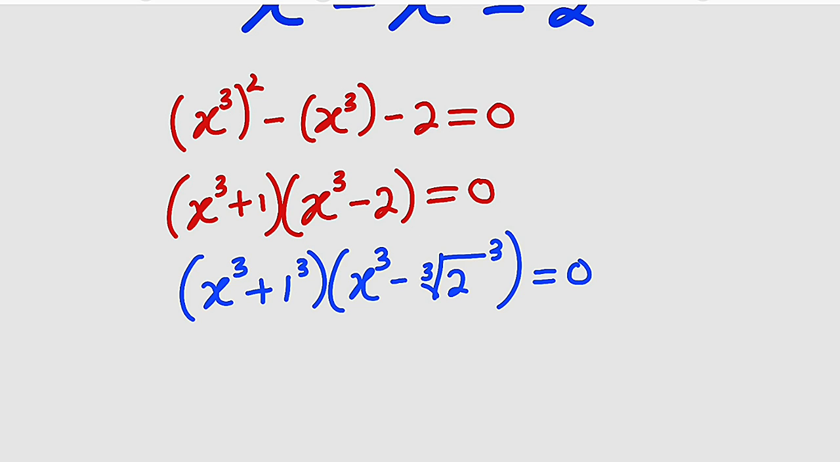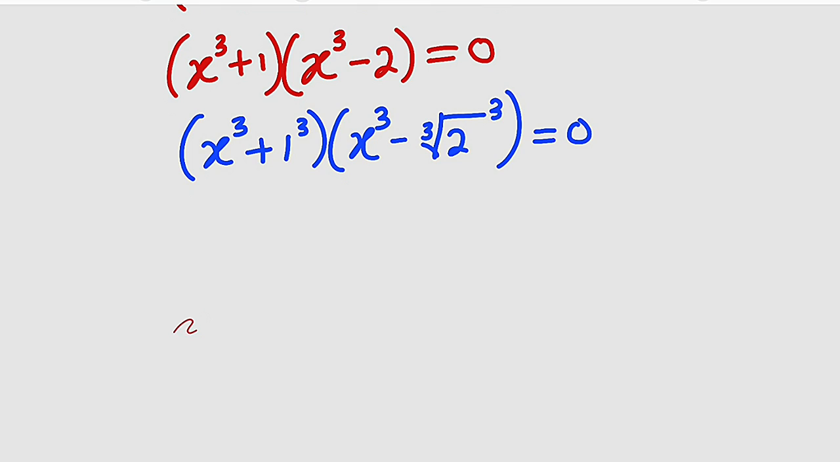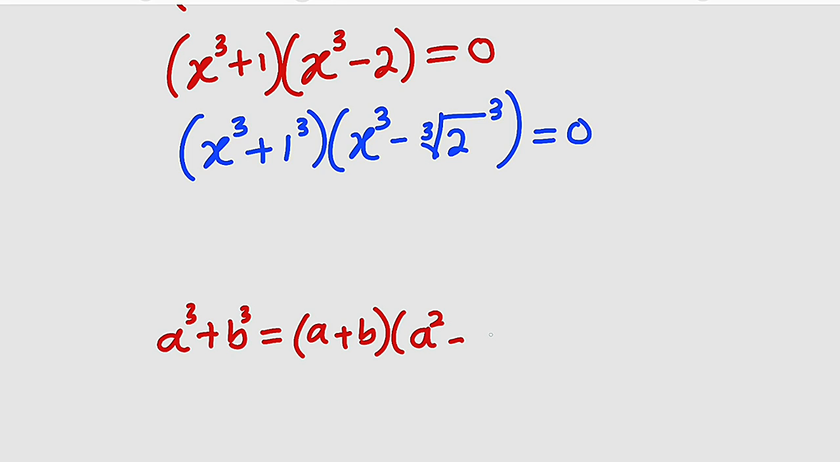So how do we factorize sum and difference of 2 cubes? Let me write that formula for you so that you can recall. a to the power of 3 plus b to the power of 3 is equal to a plus b multiplied by a squared minus ab plus b squared. This is the formula. And if you have minus here, you use minus here and plus here. That's just the difference. So now let us factorize these two factors.